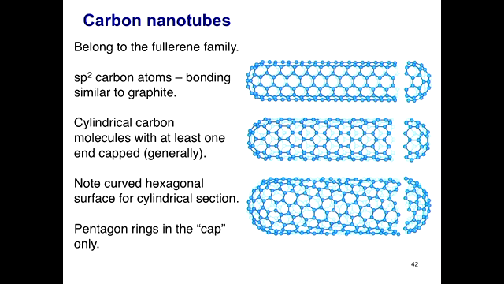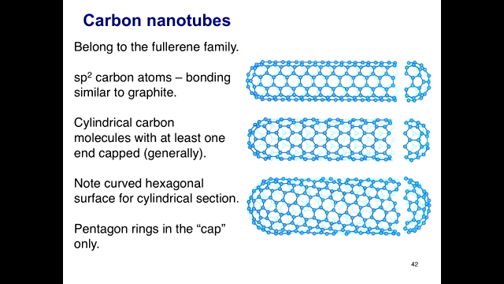We can have different types of carbon nanotubes. In this case here, we've got the carbon-carbon bonds actually perpendicular to the direction of the tube, whereas in this one, they're parallel to the direction of the tube. In the last one here, we've actually got a twist in the tube, and that twist makes that tube chiral.